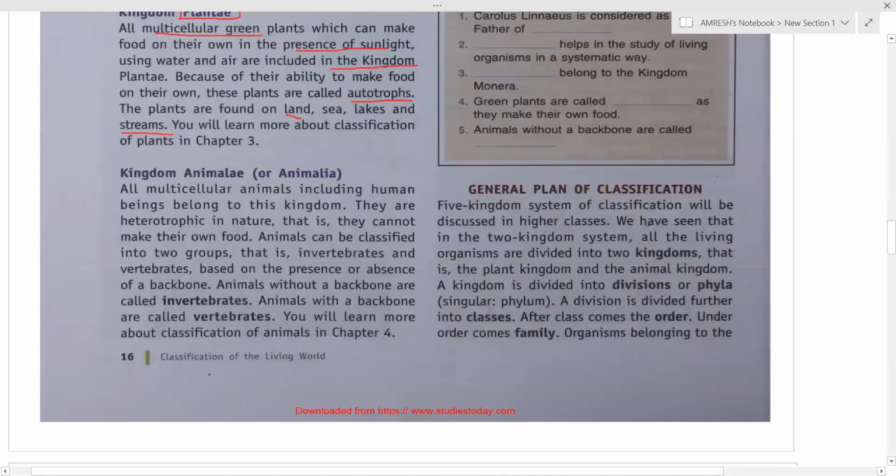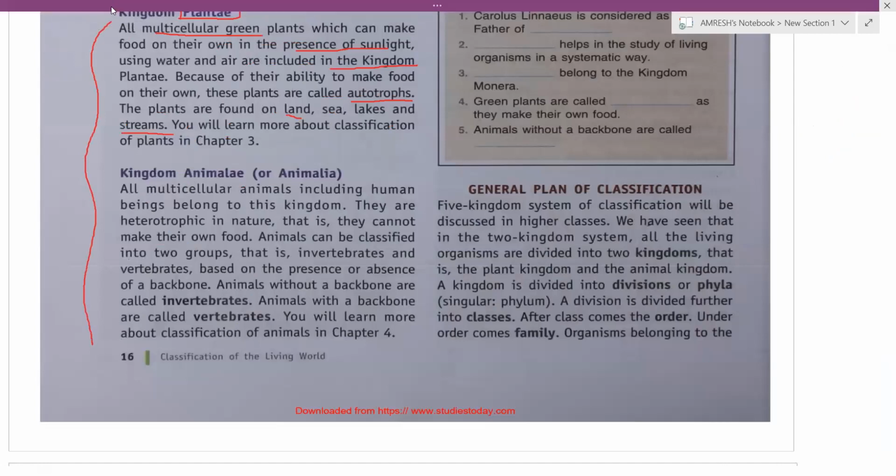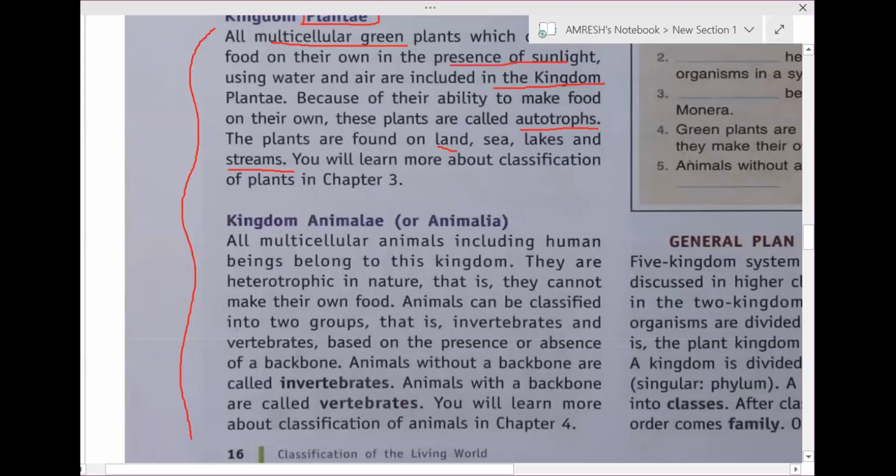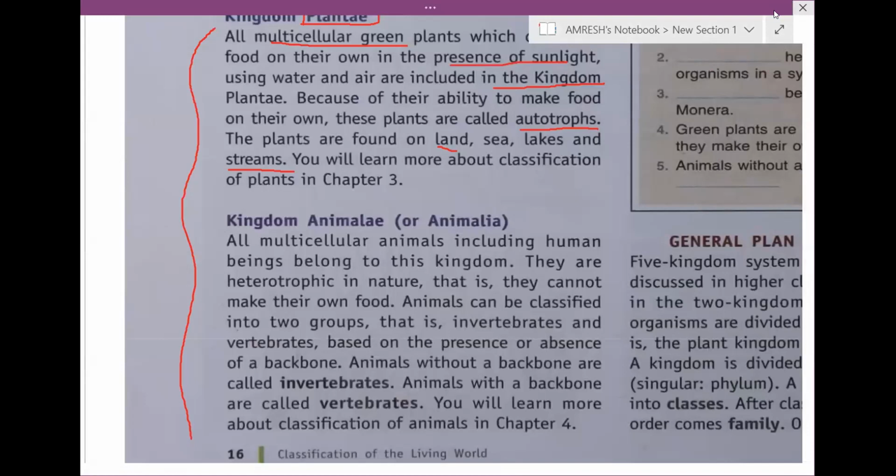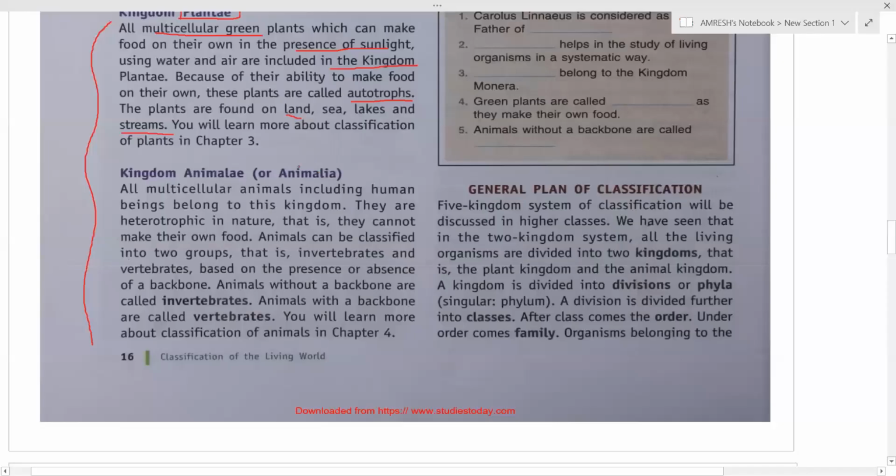And kingdom Animalia. See, plants and animals, you will find they are multicellular in nature. They are not unicellular. Unicellular you will find in Protista and Monera. Fungi you will find both unicellular and multicellular, but plants and animals, they all are multicellular in nature. Okay. So human beings come under the kingdom Animalia. We are also animals. They are heterotrophic in nature. They cannot make their own food.